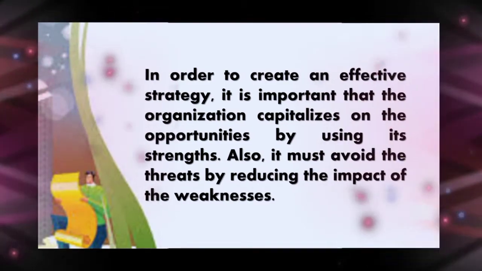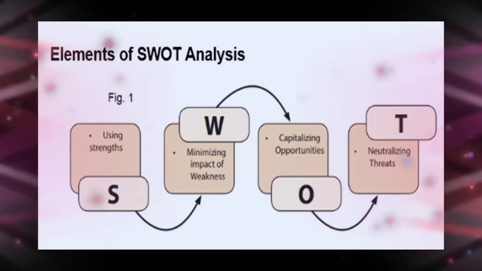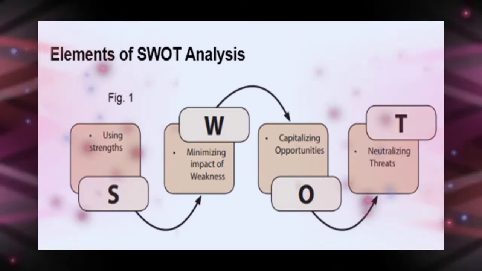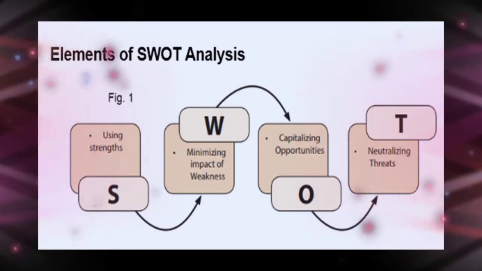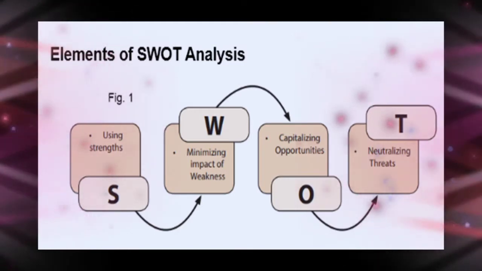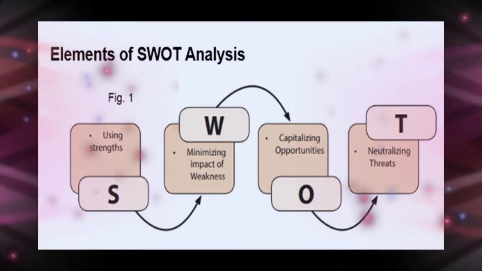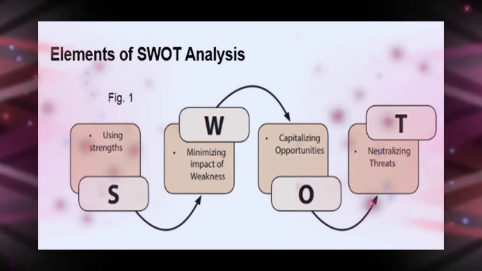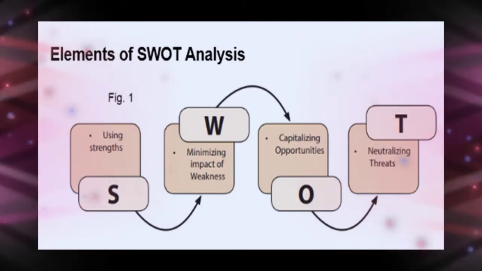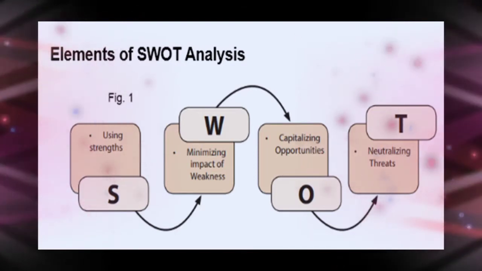As you can see on the figure of elements of SWOT analysis, using strengths, these are the aspects of an organization that make it better than its competitors. Then you are minimizing impact of weaknesses. These are the areas where the organization needs to improve to remain competitive in the industry. Next is capitalizing opportunities. These are the external factors that can help an organization in gaining competitive advantage. And then you are neutralizing threats. These are the factors which have the potential to cause harm to an organization.